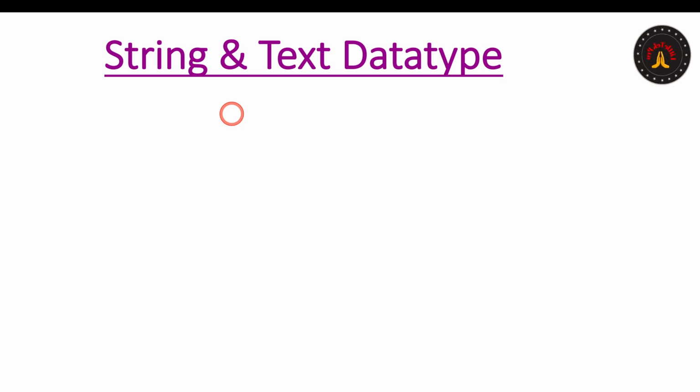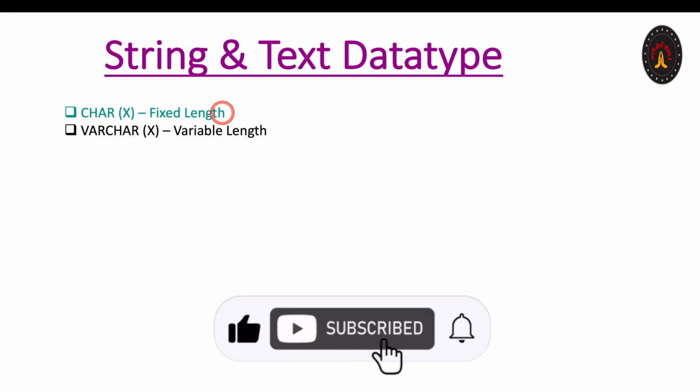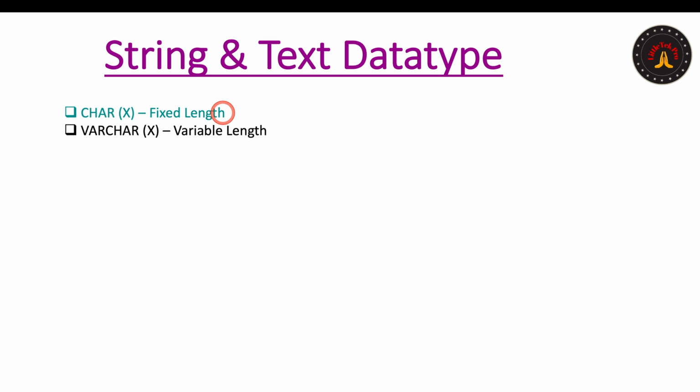Hello there. Today we're going to talk about the MySQL data type part 2, which is string, text, date, and time. The first string data type is called CHAR, which is going to store fixed length data. If you know the length of the string, like zip code or postal code, we can define it as a CHAR.